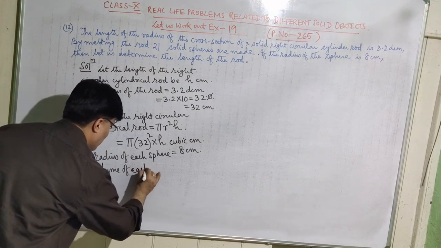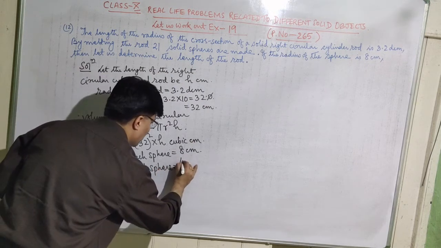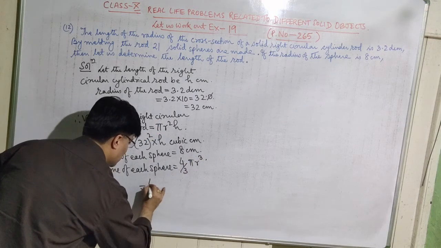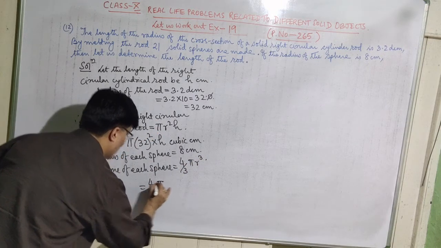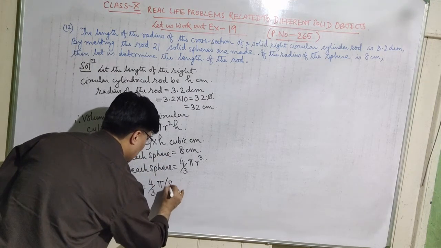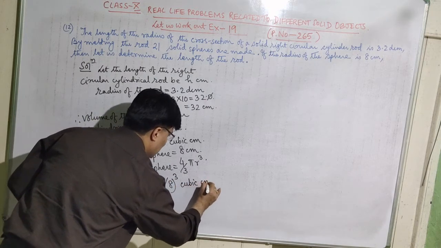Volume of each sphere is equal to, what is the formula? 4/3 pi r cube, which is equal to 4/3 pi. What is r whole cube? Radius of each sphere is 8. That is your 8 whole cube. What is the unit? Cubic centimeter.